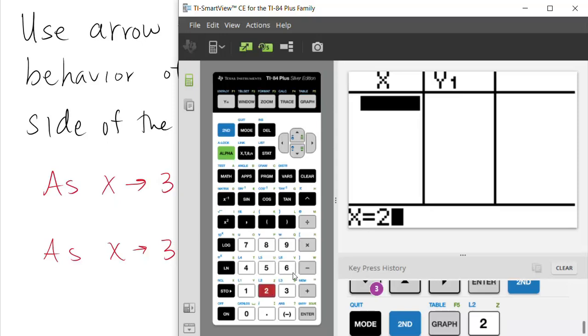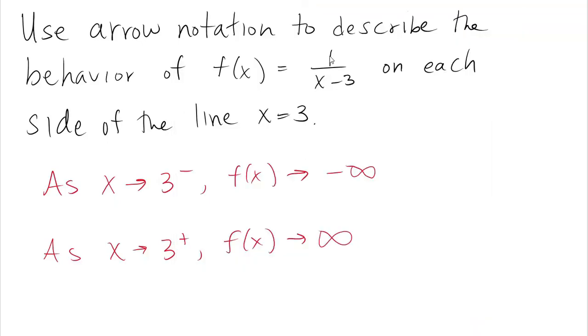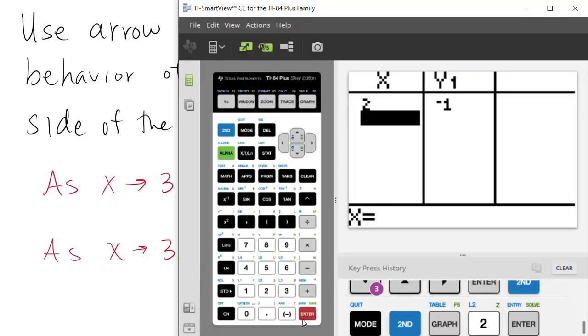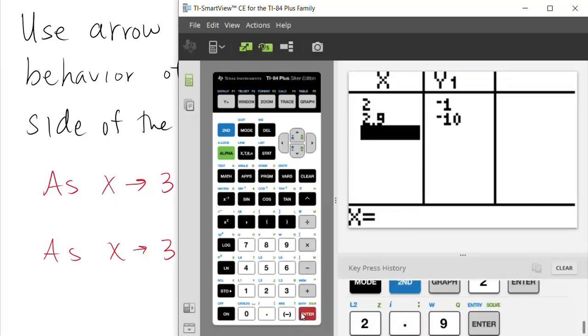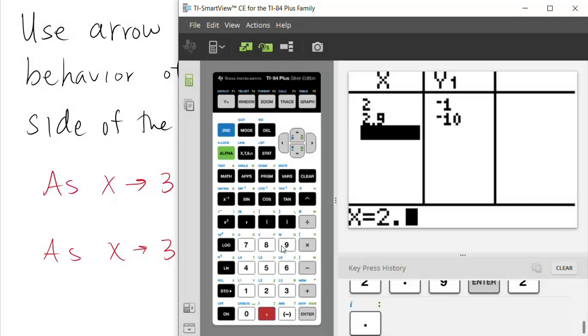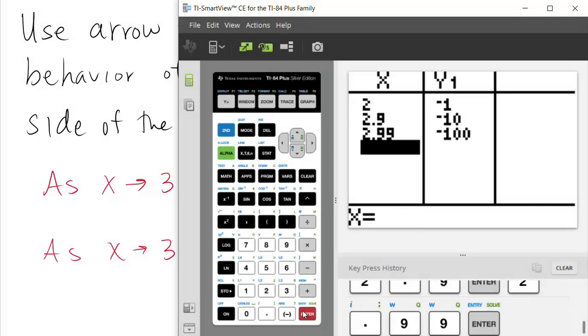So let me plug in 2 first. Now we don't need a calculator to plug in 2. 1 over 2 minus 3 is 1 over negative 1. That should come out to negative 1. But now I'm going to get progressively closer to 3. So I'll plug in 2.9. That goes to negative 10. Then 2.99. Negative 100. 2.999. Negative 1,000.